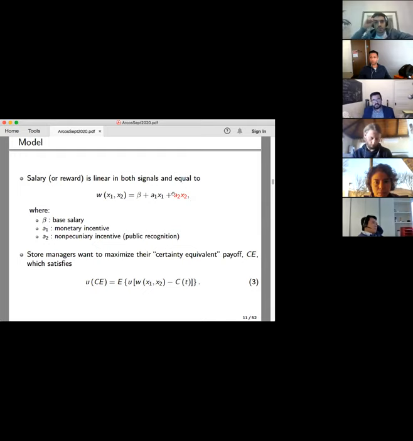Now, store managers, this is the standard in the Holmstrom Milgrom paper. Store managers want to maximize their certainty equivalent payoff, which is just the value of CE such that it's equal to the expected value of the utility minus the cost.